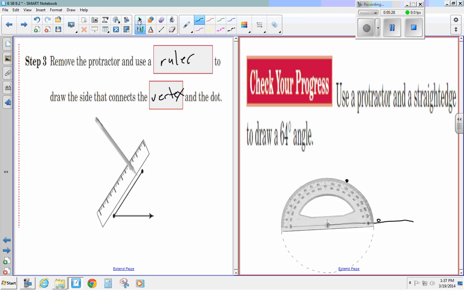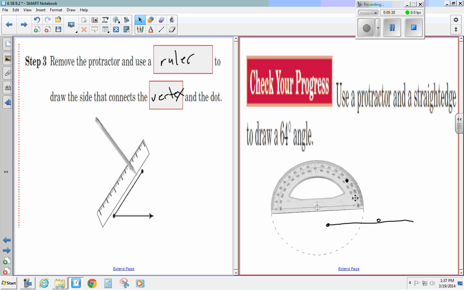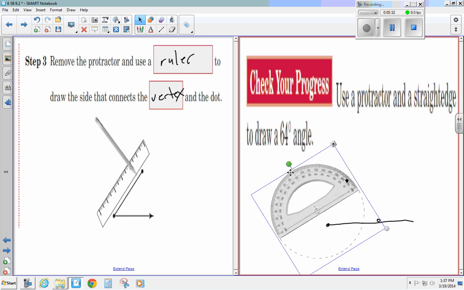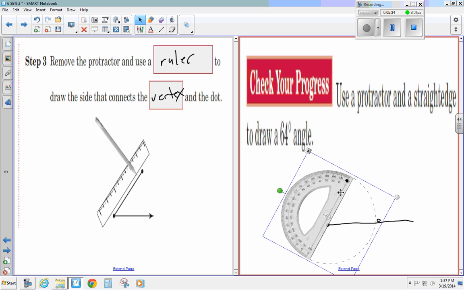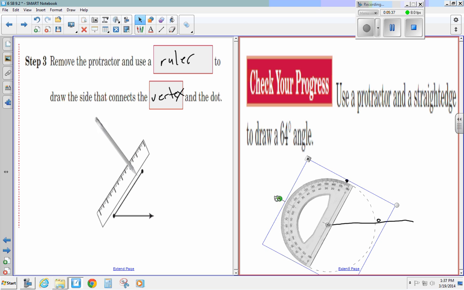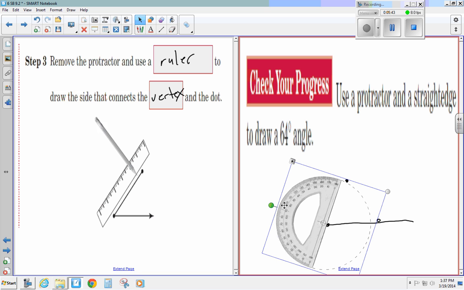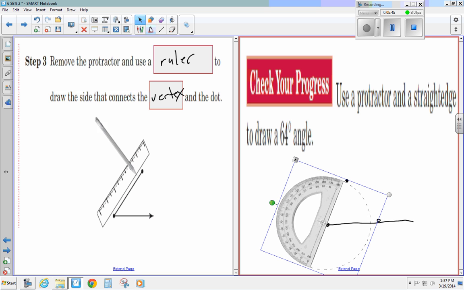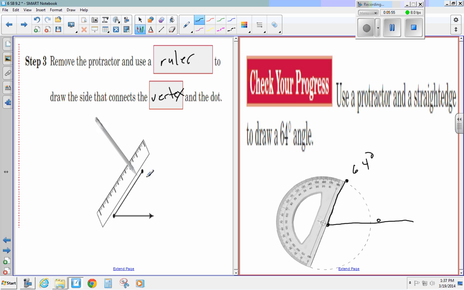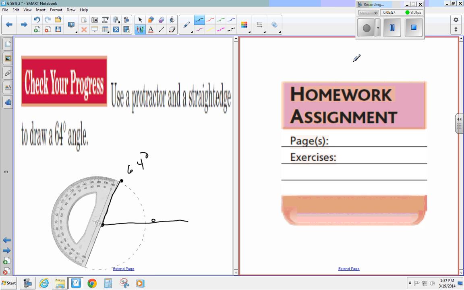So I now have a vertex. I'm rotating that. I'm on the vertex right there. And I draw as straight a line as I can from the vertex to the line I made. That should be 64 degrees. All right, that takes care of that.